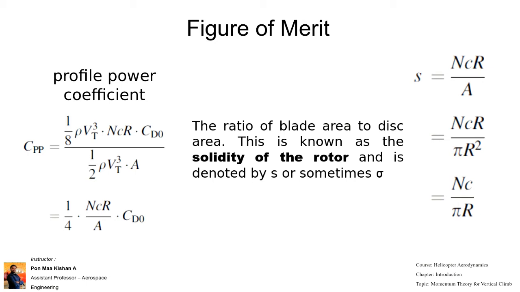Next, the solidity ratio. We studied the solidity ratio in the last lecture also. It is the ratio of blade area to the disk area. If I have a rectangular blade, the blade area is given with the span length b and the chord c. The ratio is given as blade area to the disk area.